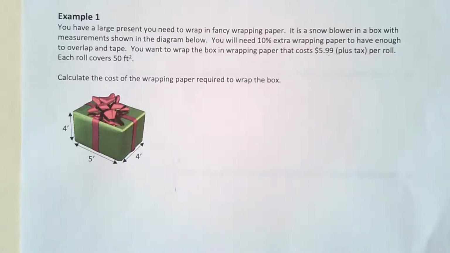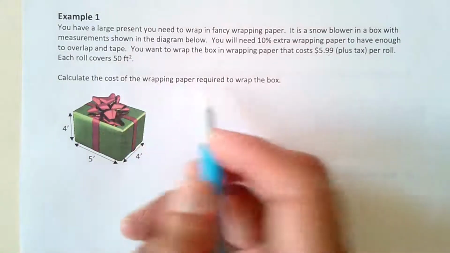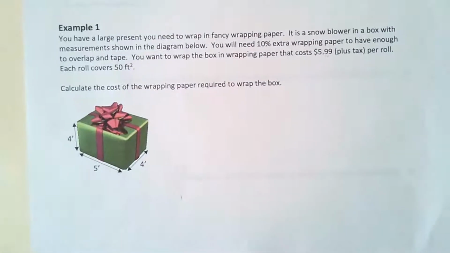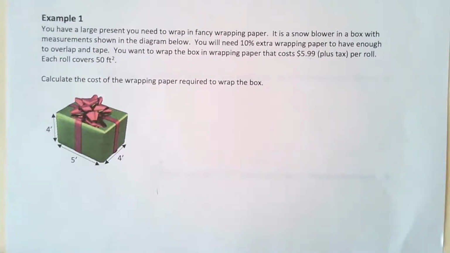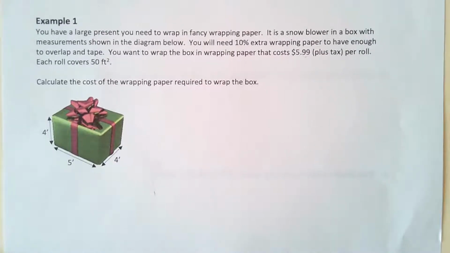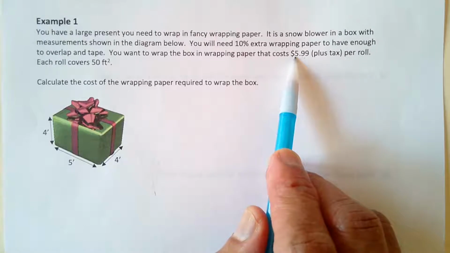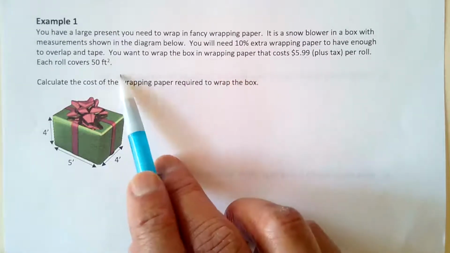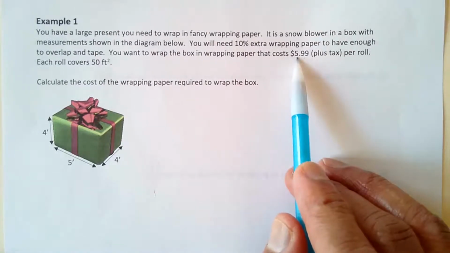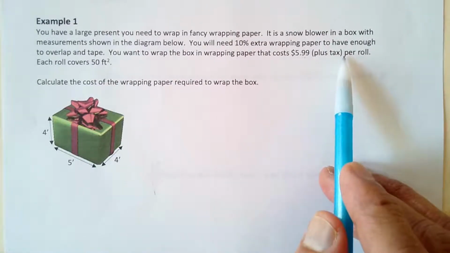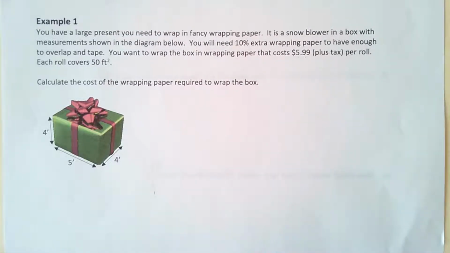So to find the cost for the wrapping paper, they ask you here, calculate the cost of wrapping paper required to wrap the box. Now the cost for the wrapping paper will be the number of rolls you need, because it's giving you in rolls here. Number of rolls of wrapping paper you need times $5.99 plus your taxes. Okay. So basically that's the overall statement.